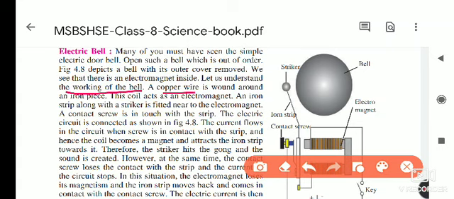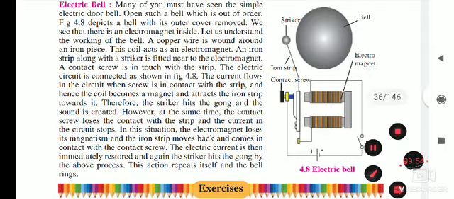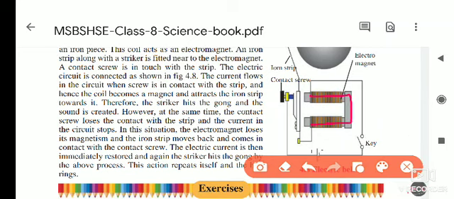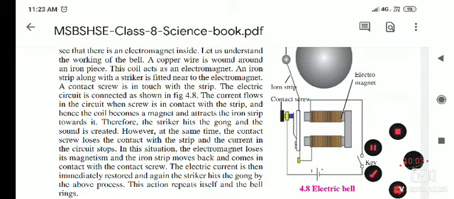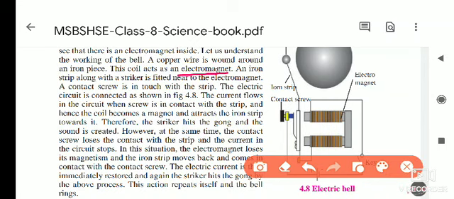A copper wire is wound around an iron piece. If you see here, this is the iron piece, and the copper wire is wound around it. Now the coil acts as an electromagnet. This coil is now behaving as an electromagnet. An iron strip along with the striker touches the contact screw, and the electric circuit is connected as shown in the figure. Here in the figure, the connections are shown.